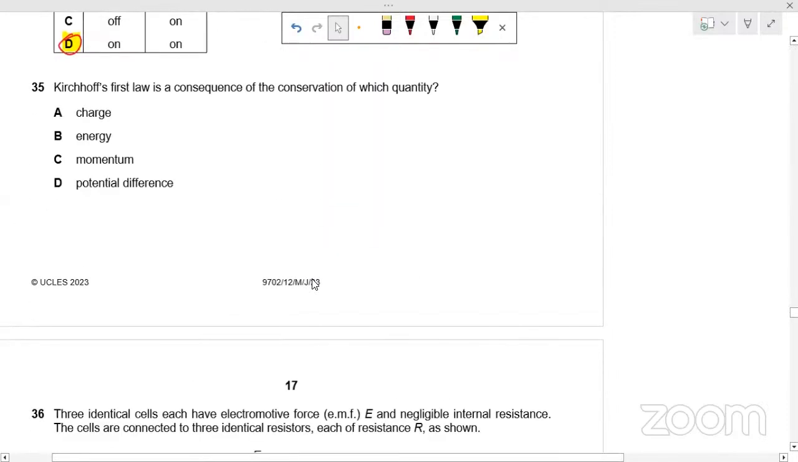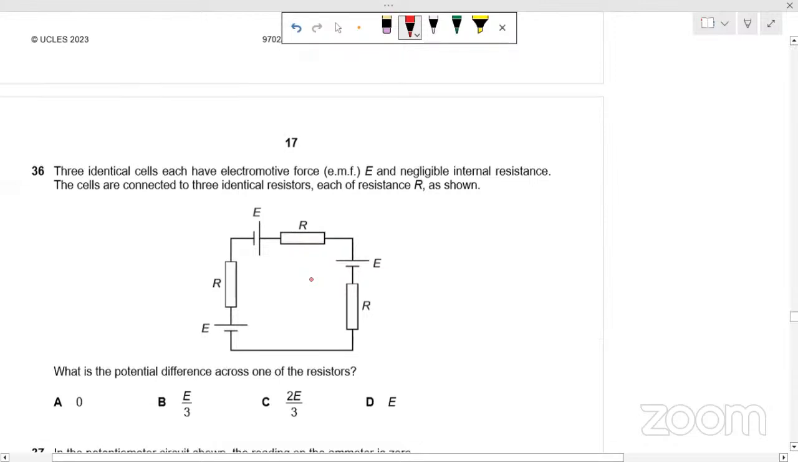Kirchhoff first law is the consequence of, this is a repeated question. First law is a consequence of the conservation of charge.